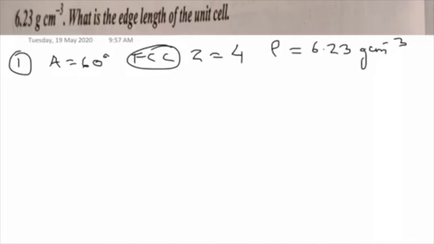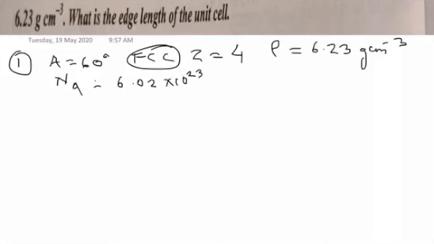Alright, now going by the formula, here it is. So A you have, Z is there, rho is also there, and I should also tell you that Avogadro's number is not given. As Avogadro's number is not given and you are asked to find the edge length, we will take Avogadro's number as 6.02 into 10 to the power 23.